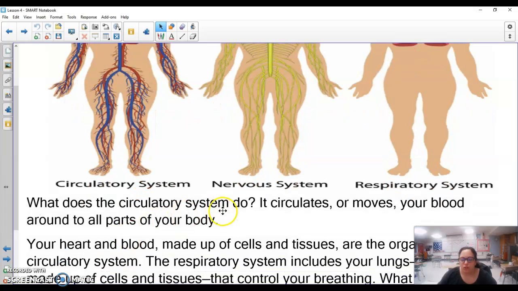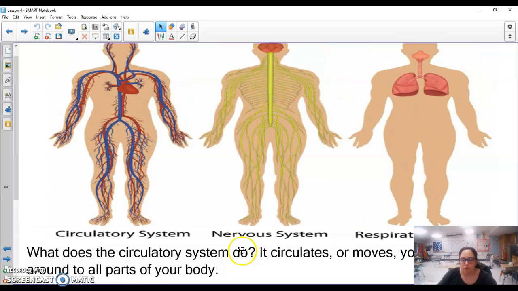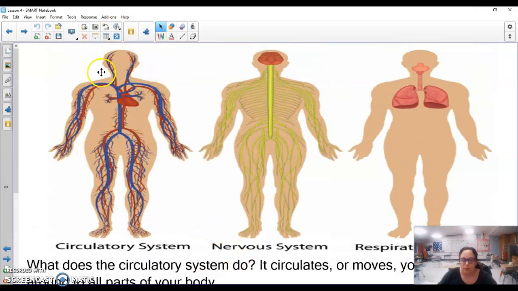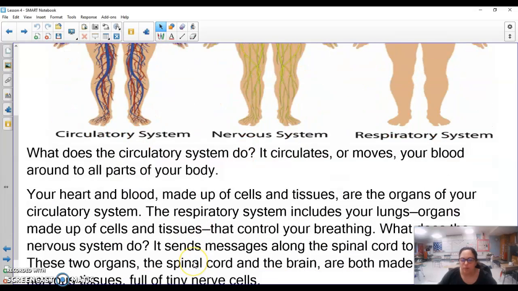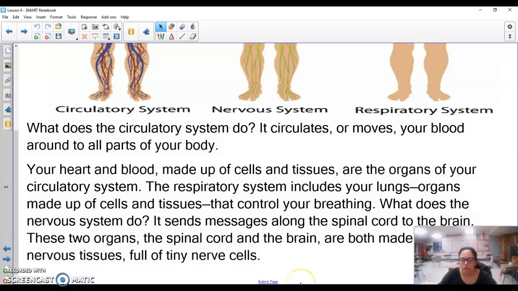What does the circulatory system do? It circulates or moves your blood around to all parts of your body. So here's the circulatory system. It pumps the blood all throughout your body. Your heart and blood, made up of cells and tissues, are the organs of your circulatory system.